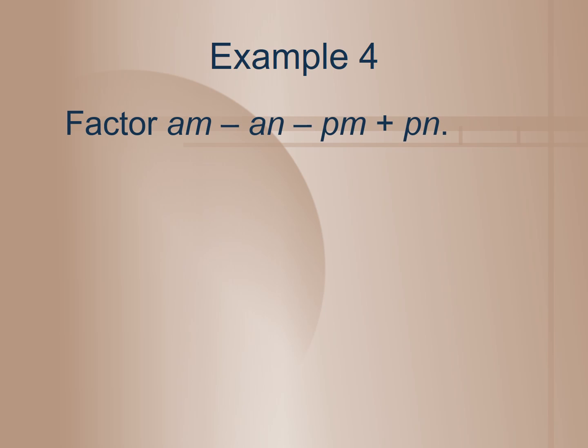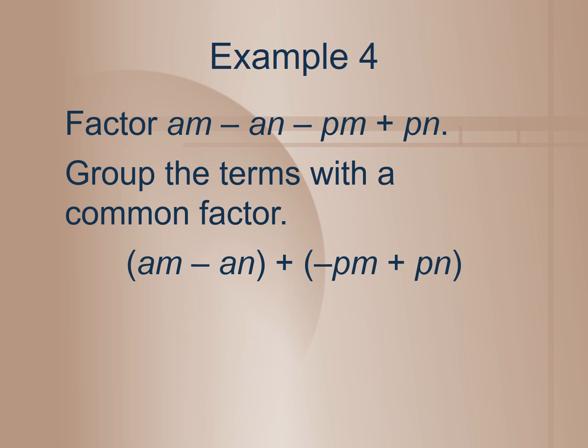We have am minus an minus pm plus pn. So again, we are going to look to see if there's anything that all four share, and there's not, which means we're going to group them. So we're going to group am minus an together, and then we're going to group this negative pm plus pn. But when we do that, we have to be careful, because remember we have to put a plus in between them, which means that if this is a plus negative pm, then let's make sure that this is plus pn. So just be very careful when you are grouping these that you don't get confused with your negatives in subtraction.